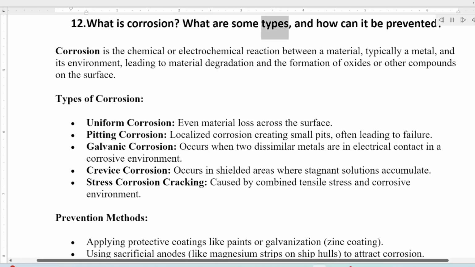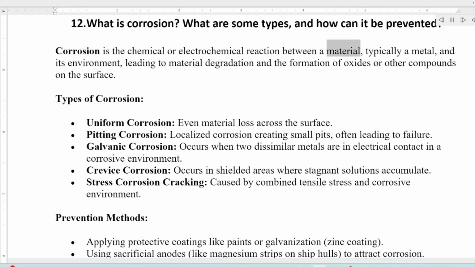What is corrosion? What are some types, and how can it be prevented? Corrosion is the chemical or electrochemical reaction between a material, typically a metal, and its environment, leading to material degradation and the formation of oxides or other compounds on the surface.